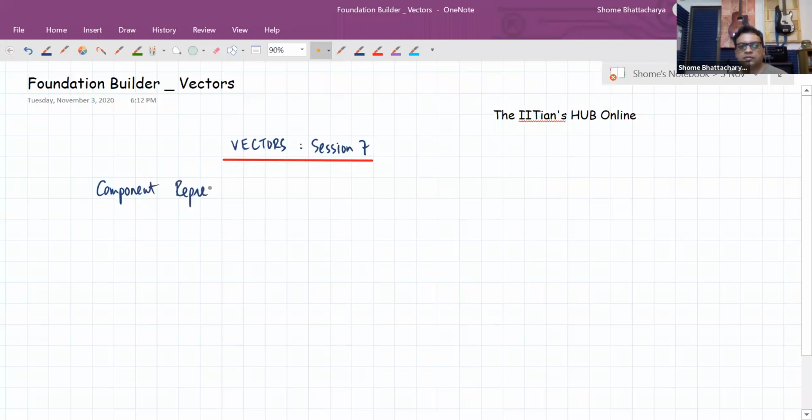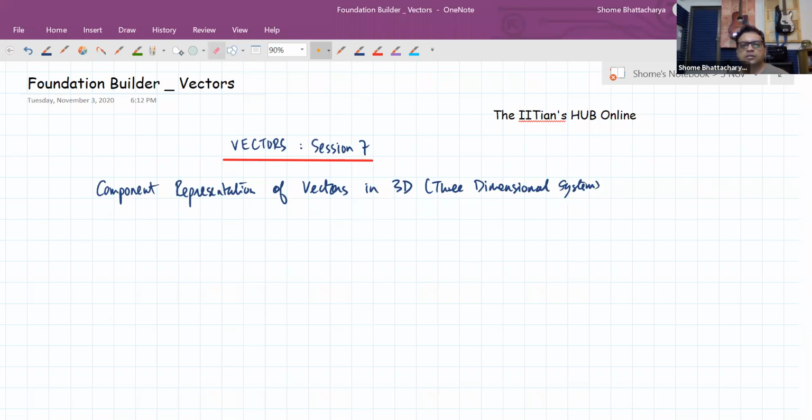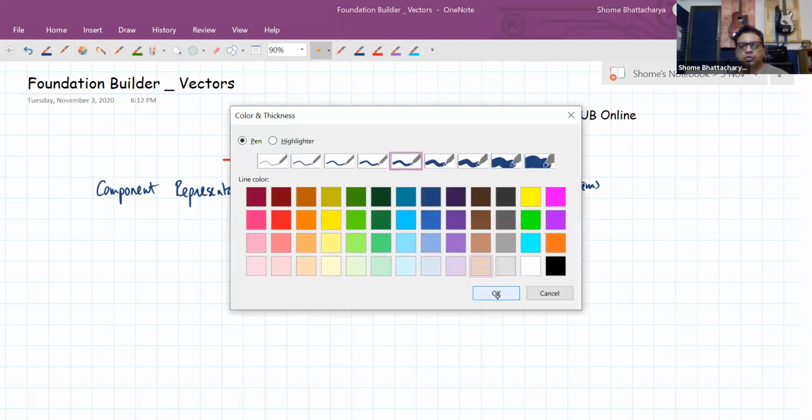So component representation of vectors in 3D, or 3 dimensions. Or you can say with respect to a 3-dimensional system. Okay, so let us understand more about this.